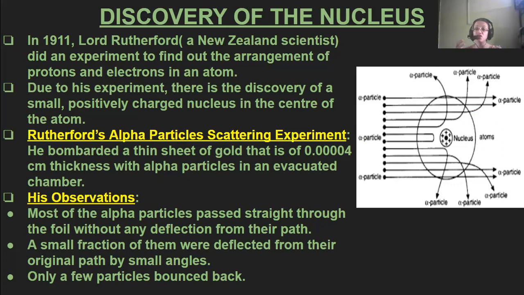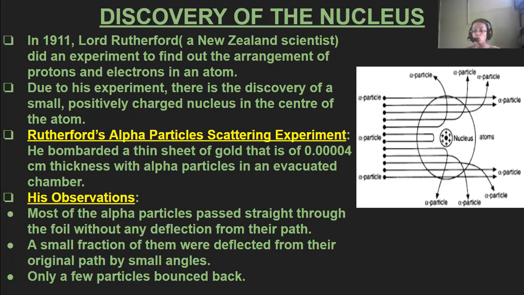Now, Rutherford bombarded a thin sheet of gold with alpha particles. The thickness of that gold sheet was 0.00004 centimeter. He bombarded the thin sheet of gold with alpha particles in an evacuated chamber, and he found that most of the alpha particles pass straight through the foil without any deflection in their path.